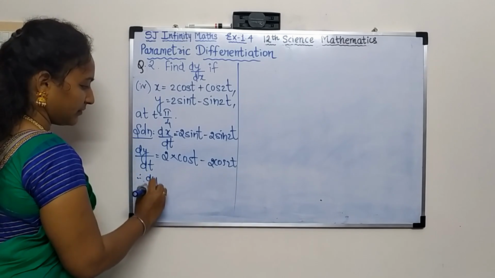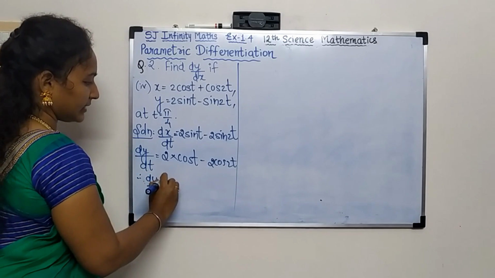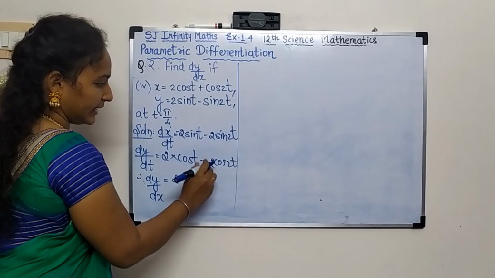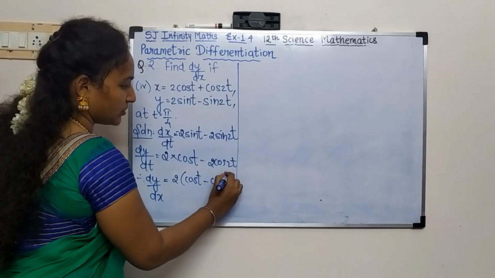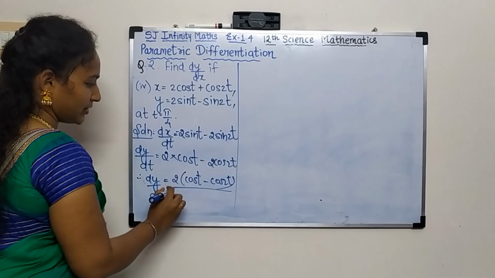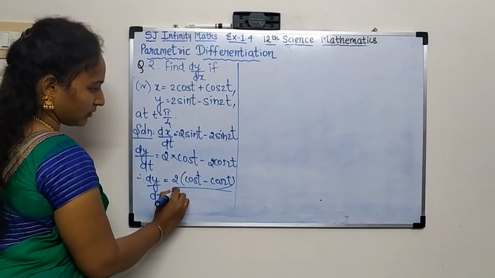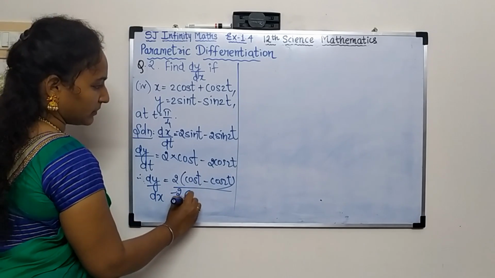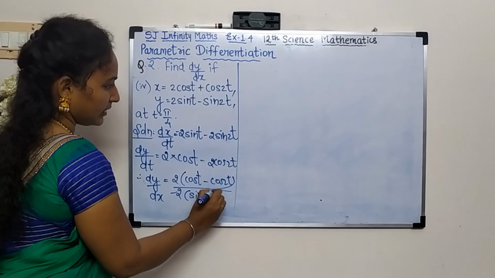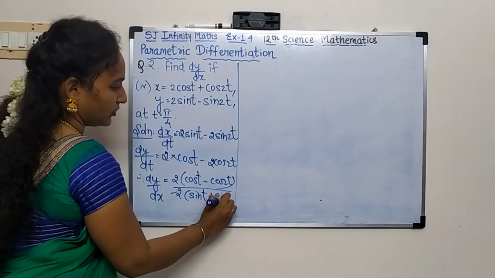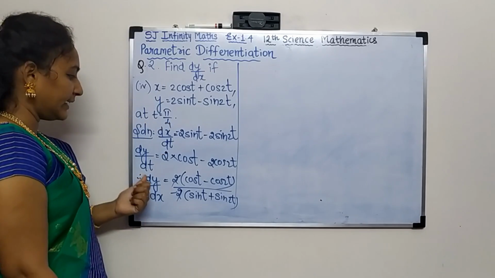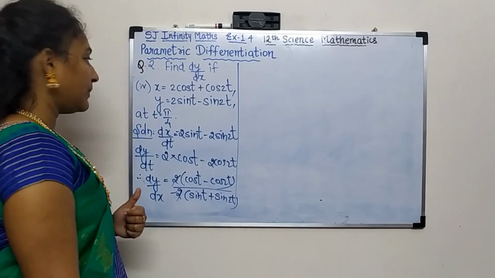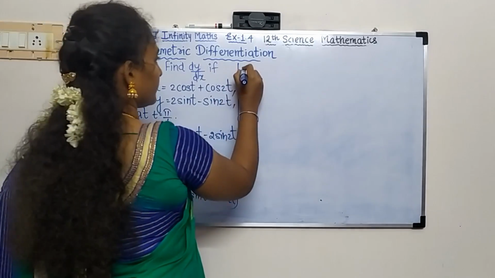Therefore, we find dy by dx, this is equal to, take 2 common, we have 2 cos t minus cos 2t upon, here also take a minus 2 common, we have sin t plus sin 2t. Cancel out 2 with 2. Now calculate dy by dx at t equal to pi by 4.